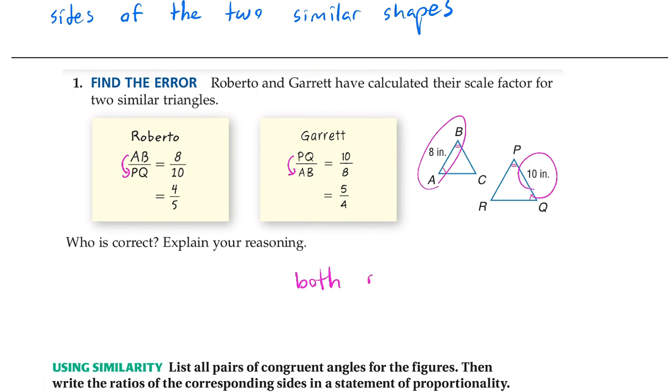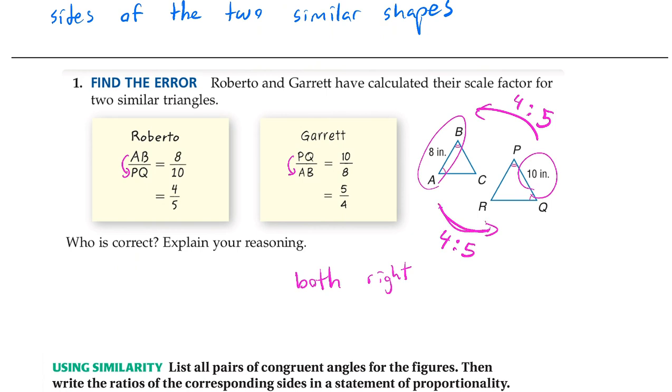It's like, who is correct? They're both correct. They're just looking at it from different sides. One is saying from here to here, it's a 4 to 5 ratio. And the other one's saying from here to here, it's a 5 to 4 ratio. It doesn't matter which one. The only time it matters is if the question specifically says, what is the ratio of this one first to this one second? If they tell you the order, then the order matters. Otherwise, if they just say, what is the scale factor, it doesn't matter.